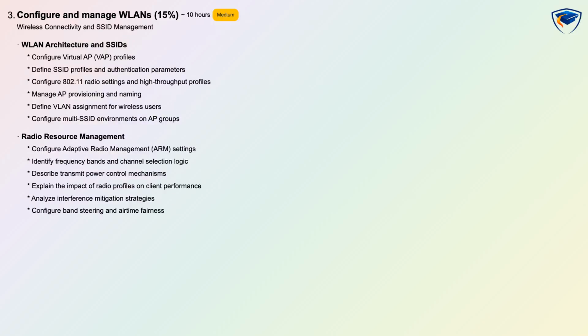Configure and manage WLANs is weighted 15%, rated medium difficulty, and has an estimated learning time of 10 hours with conceptual and scenario-based questions. You will configure virtual AP profiles, define SSID authentication parameters and VLAN assignment, and manage AP provisioning for multi-SSID environments. The syllabus also explains radio resource management, including adaptive radio management settings, channel and band selection logic, transmit power control, band steering, airtime fairness, and interference mitigation techniques.